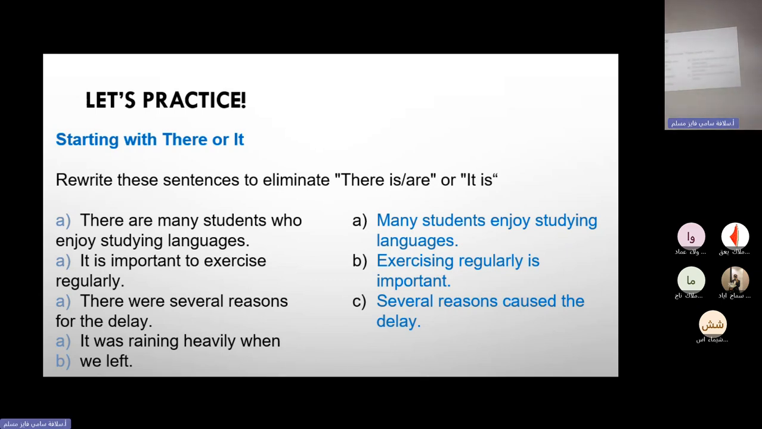مش وين؟ شو السبب؟ سبب لأنه because it was heavily. We left because it was raining heavily. Our heavy rains fell when we left. Okay? So this is the end of the editing unit.